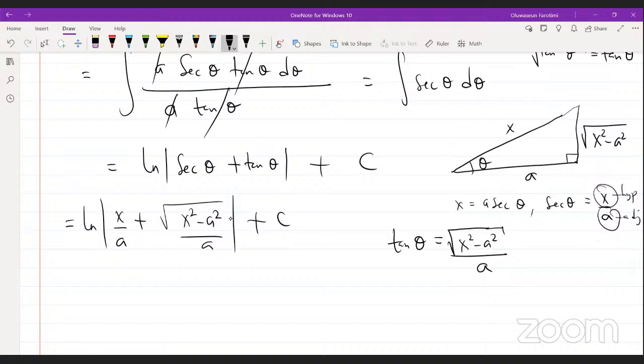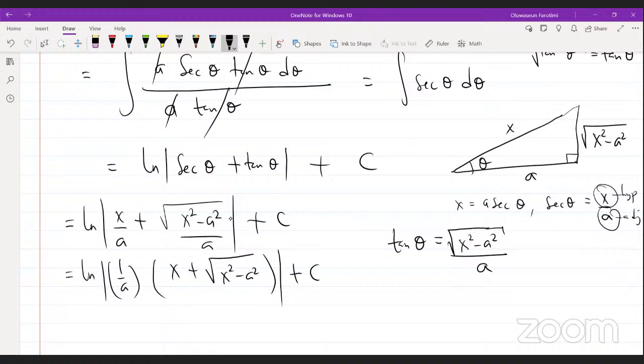So in this case, can I take a step further? Definitely I can. What is common to these guys? A is common on the bottom. So I have 1 over a ln of the absolute value of x plus square root of x squared minus a squared.